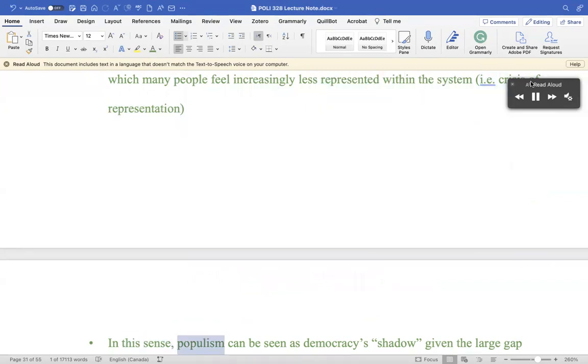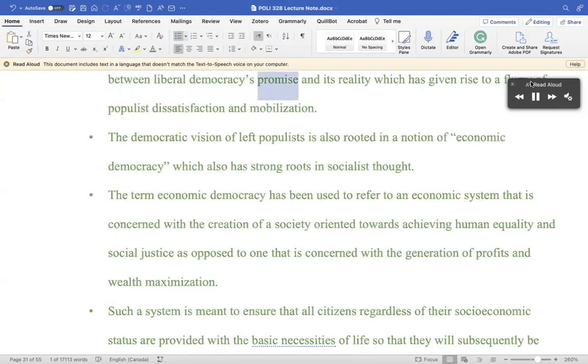In this sense, populism can be seen as democracy's shadow, given the large gap between liberal democracy's promise and its reality, which has given rise to a flurry of populist dissatisfaction and mobilization. The democratic vision of left populists is also rooted in a notion of economic democracy, which also has strong roots in socialist thought.